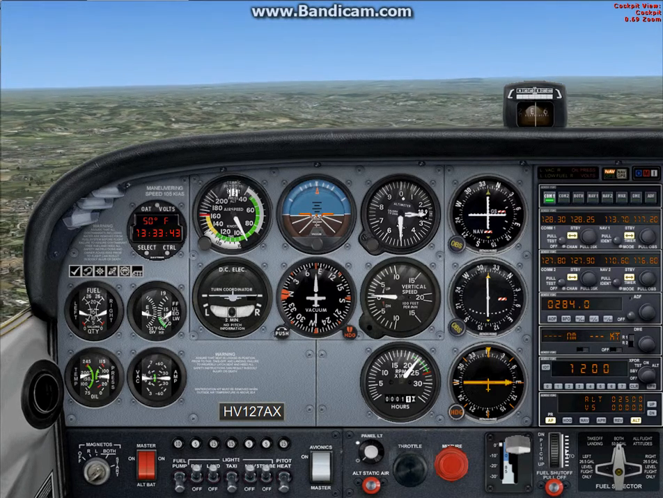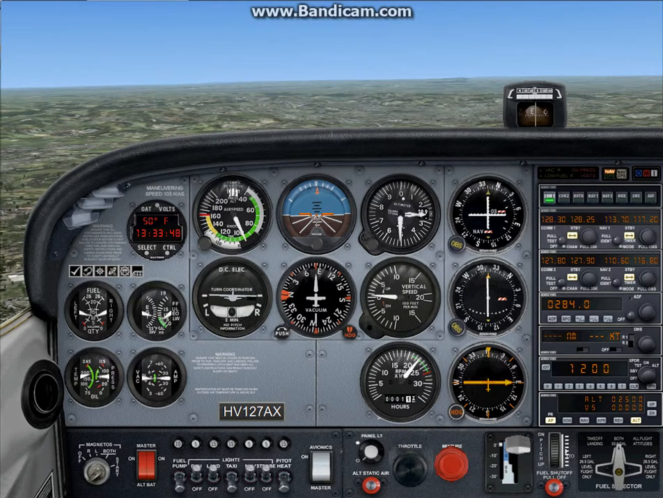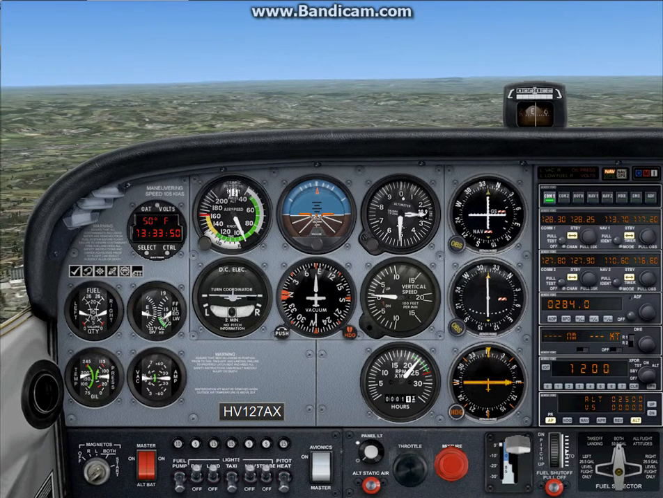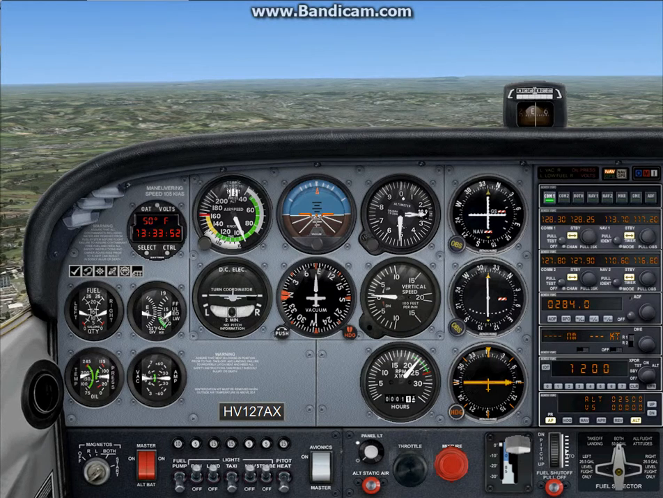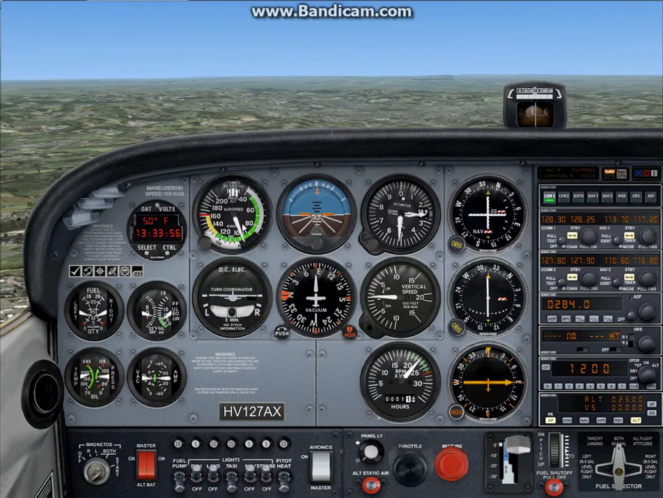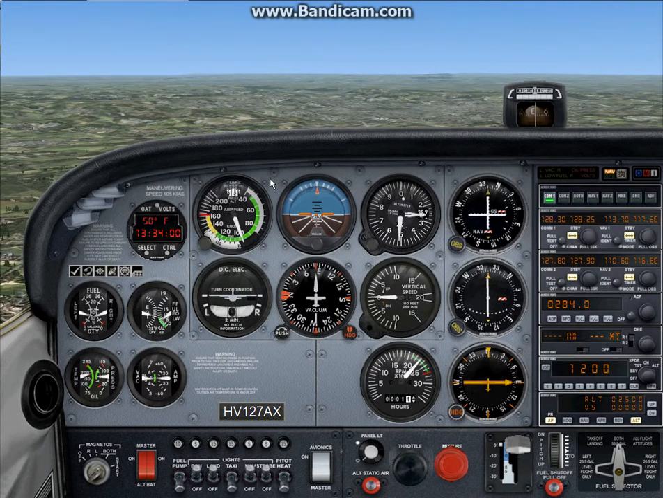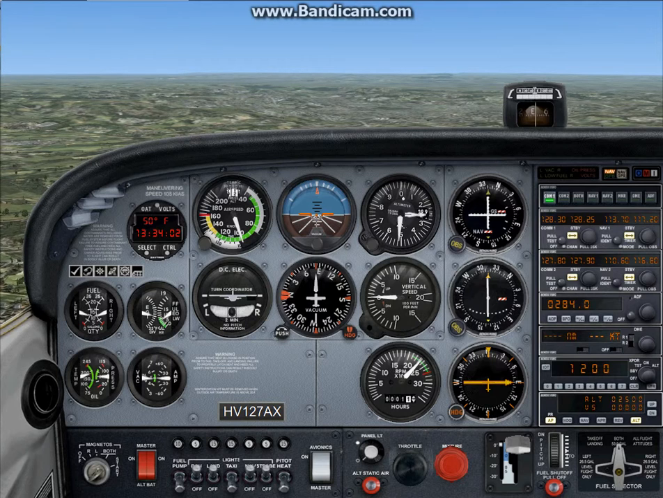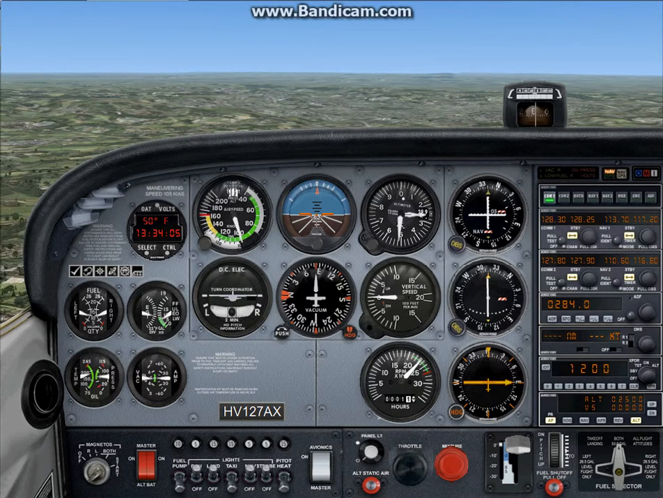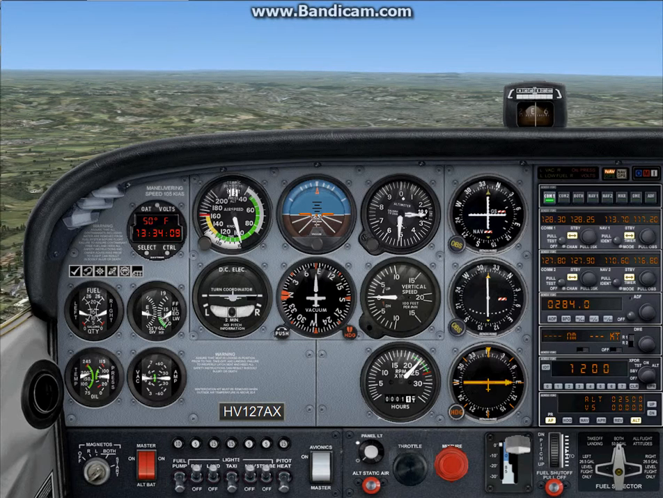We've got quite a few important ones, some semi-important, but you'll use all of the instruments at any given time. First off, we've got the airspeed indicator, which is located here. The Cessna 172 typical airspeed for cruise is 100 knots. Takeoff and landing speed is between 55 and 65 knots with 10 degrees of flaps.